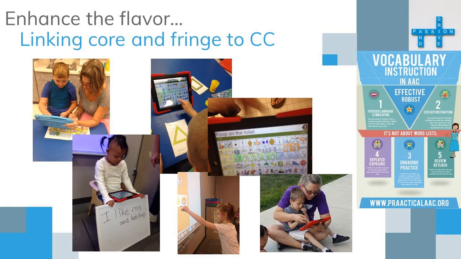So moving on and linking that core and fringe to the content connectors, giving our students that robust vocabulary. Like I said, year one, we hit core vocabulary hard, and then we started really diving into those content connectors and how we can build that language and build their access to curriculum. So you can see we have a variety of ways here. We have a little author's chair, and they're able to write, like, I like rice and ketchup, but she also did that on her device, looking at the shape. And she really does like rice and ketchup. She really loves ketchup. But then also, just utilizing the colors in the triangles or the shapes.